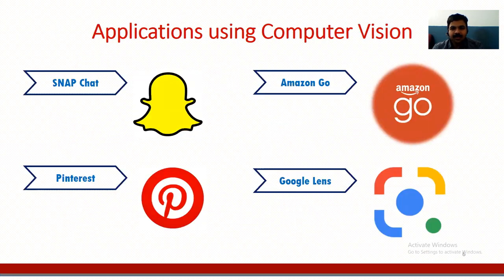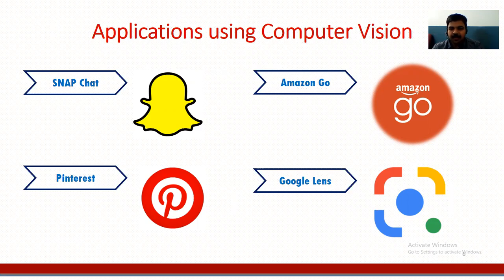Now, in applications of computer vision, these are some of the famous applications: Snapchat, Amazon Go, Pinterest, and Google Lens. Amazon Go, you may be aware of it. Without going through any billing process, you can directly go to the Amazon Go market and pick the products you want and simply leave. From your account, the amount will be directly taken for the products you have purchased.